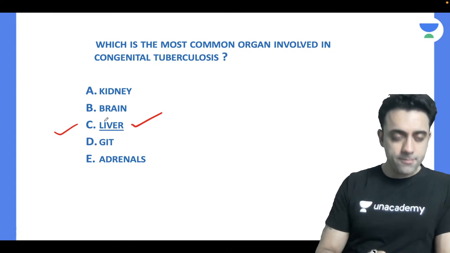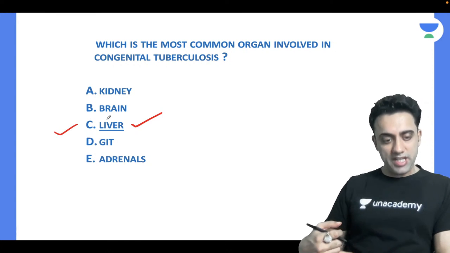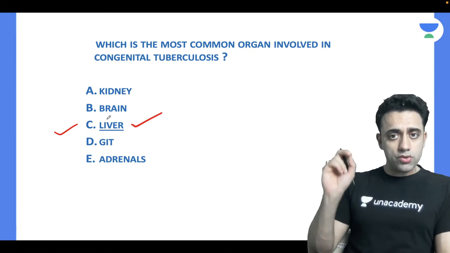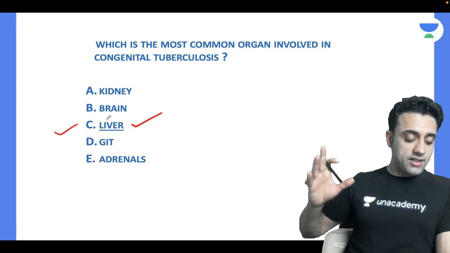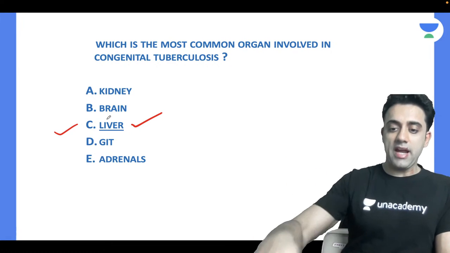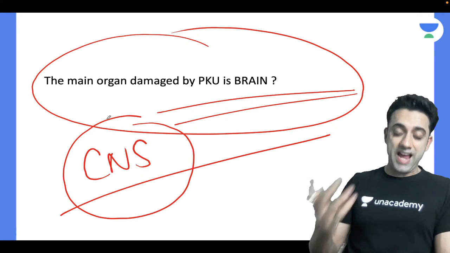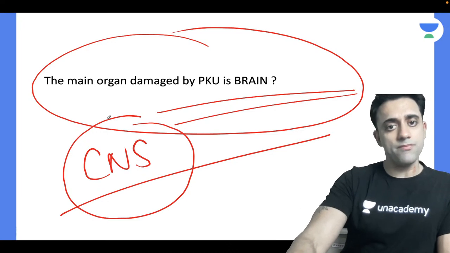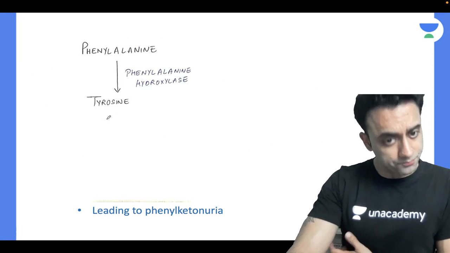Liver is the best answer because in the morning MCQ session you might have attended, a question came there as well: the most common organ involved in congenital TB is, very importantly, the liver, and the most common organ damaged by phenylketonuria is our brain, that you should know. Okay, let's move further.